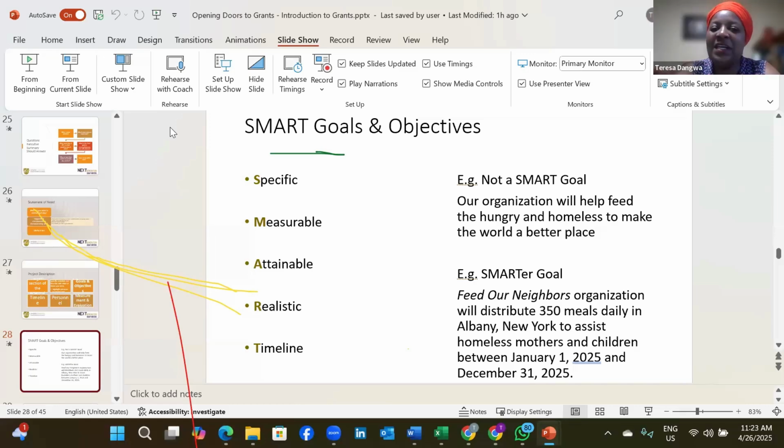So your goals and objectives must always be specific. They must always be measurable. They must be attainable. They must be realistic, and they must have a time frame. For example, this is an example of a goal, if not a SMART goal: Our organization will help feed the hungry and homeless to make the world a better place. What's wrong with that?